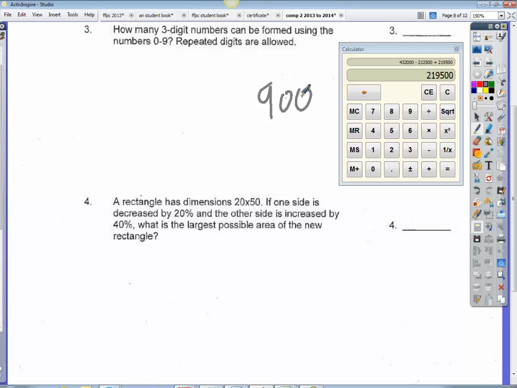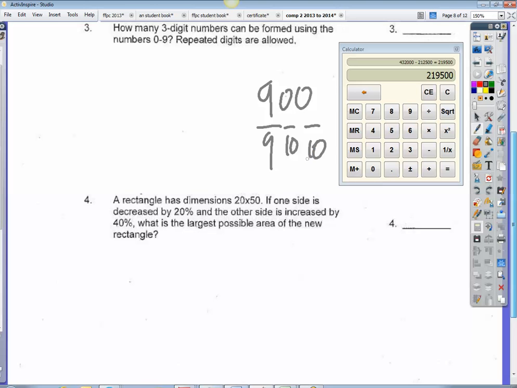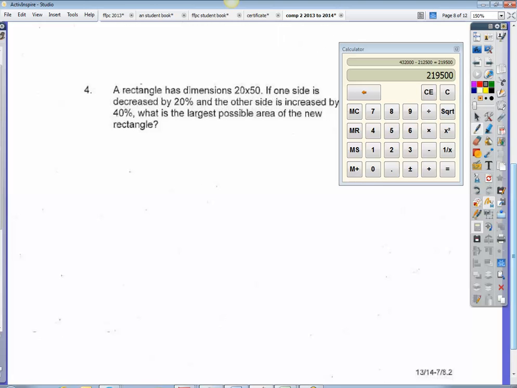All right. In other words, so there's the explanation there. 9 possibilities here, 10 possibilities here, 10 possibilities here, 900. A rectangle has dimensions 20 by 50. If one side is decreased by 20%, and the other side is increased by 40%, what is the largest possible area of the new rectangle? So there are two ways to do it.